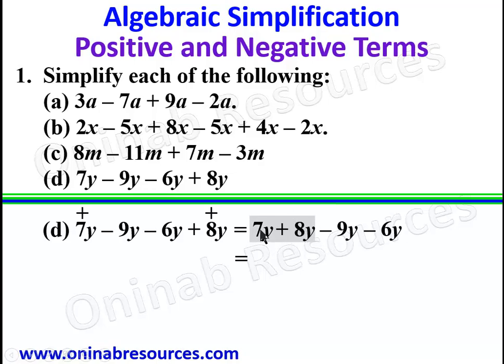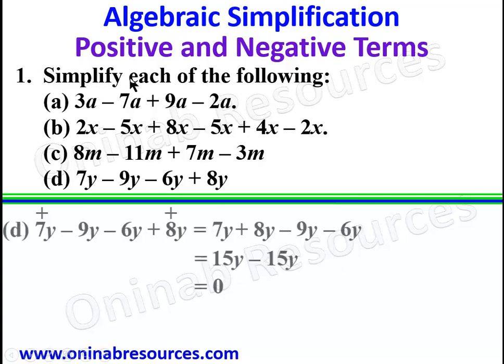7 plus 8 gives 15, so we have 15y. Then we have the negative terms to be simplified. Here, this is negative 9 minus 6, that will give us negative 15y. So I have 15y minus 15y. 15 minus 15 is 0, and we are not going to write it as 0y, so it's just 0. That is the solution of problem 1D and the end of solution of problem 1.